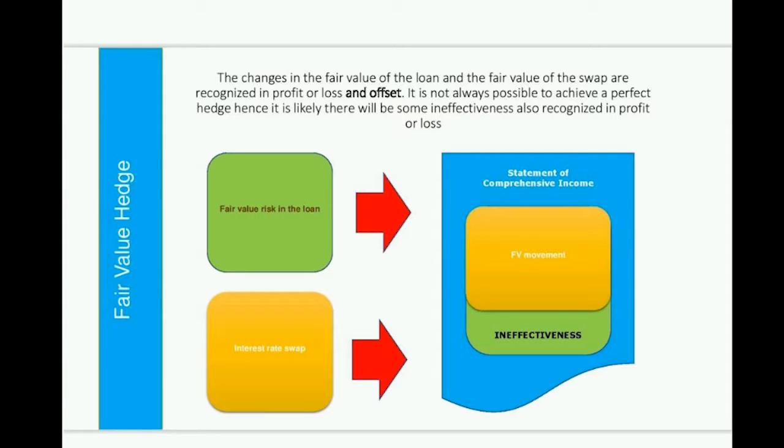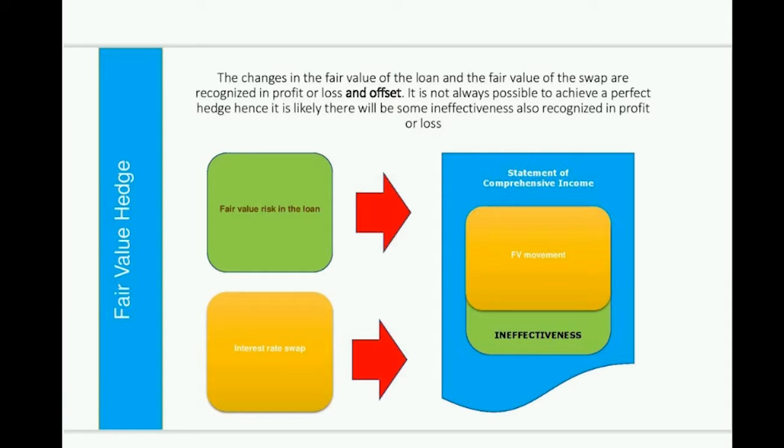Okay, so in terms of the accounting that one would apply to a fair value hedge, you would take the changes in the fair value of the loan and recognize that in profit or loss. And then you'd also take the changes in the fair value of your swap and recognize that in profit or loss, offsetting the two. So you only really are showing the net position.